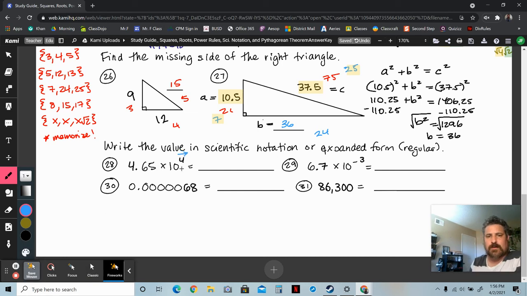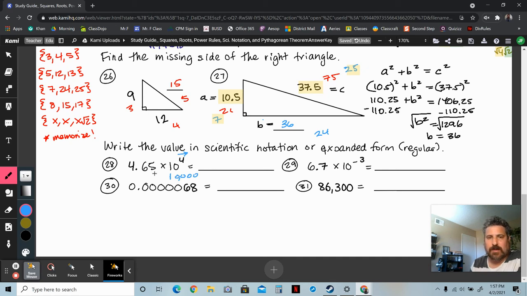So anyways, when you're working with this one, you're going to move it 4 places to the right. So you take the decimal and move it 4 places to the right, because really what this is saying is 4.65 times 10,000. Right? 1 with 4 zeros is 10,000. So this would be 4.65 10,000s.